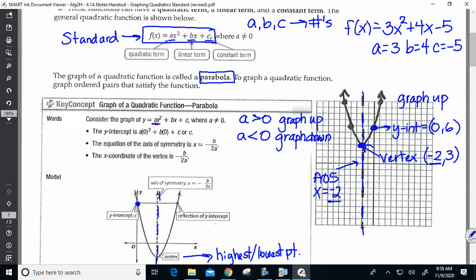Before we continue, any questions so far on axis of symmetry, vertex, y-intercept, or whether the graph opens up or down? Any questions on just those four parts? All right. If there isn't anything, then we'll keep it on moving.